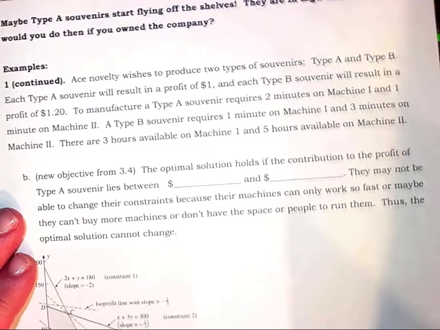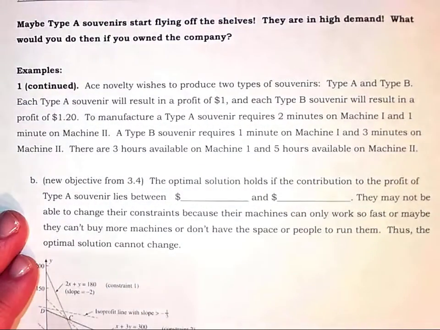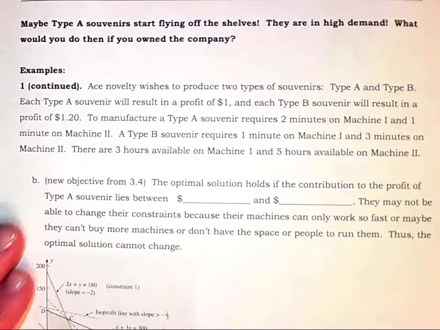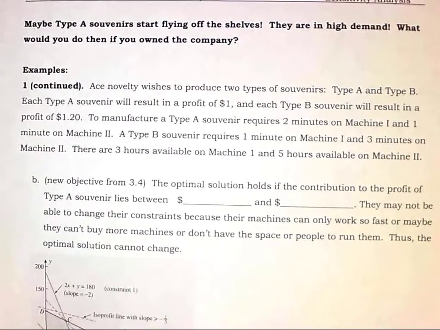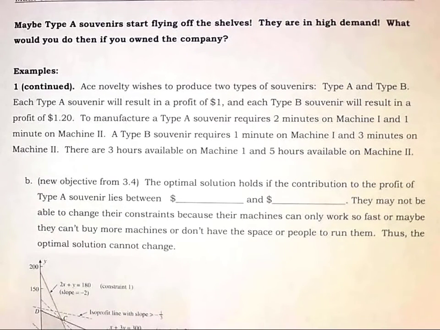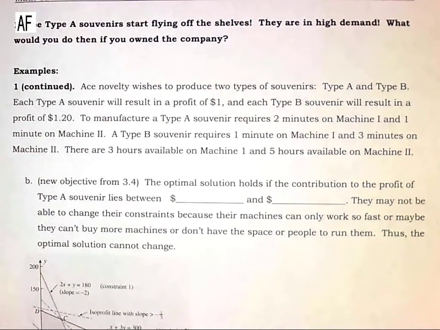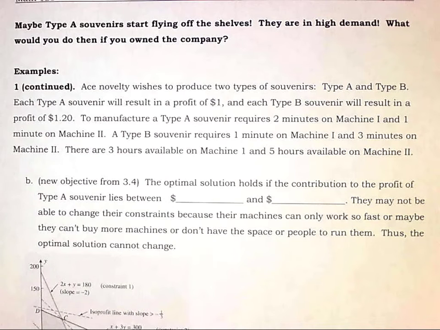So what if you own this company and you see that type A souvenirs just start flying off the shelves? So people really want these things and they are in high demand. What would you do if you own the company? Well, my guess is, being the smart students that you are, you would probably increase their price. Because what's that going to do to your bottom line? Well, it's probably going to increase your profits.